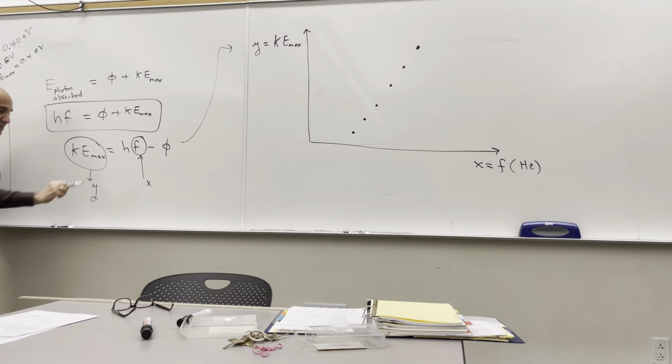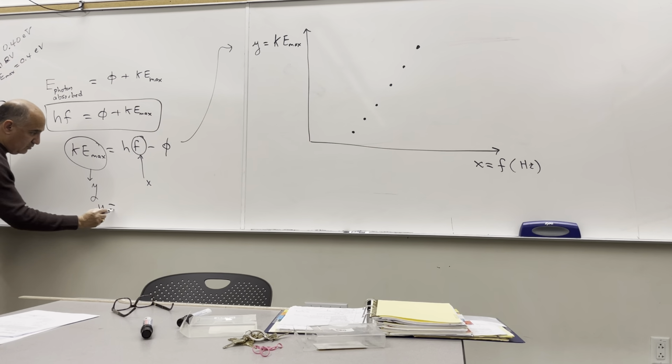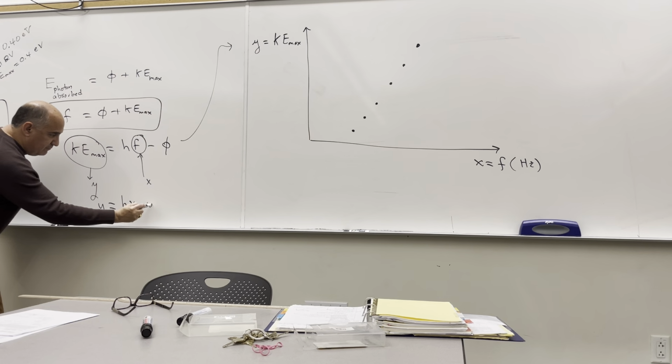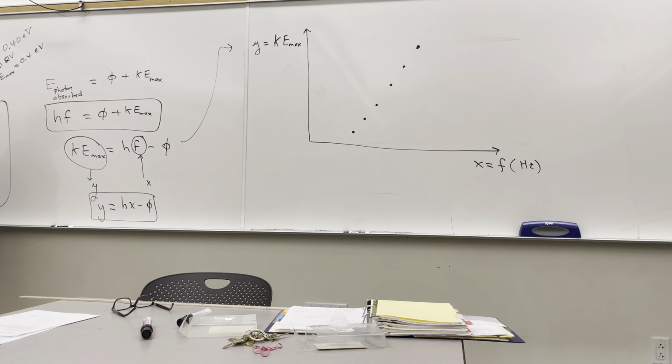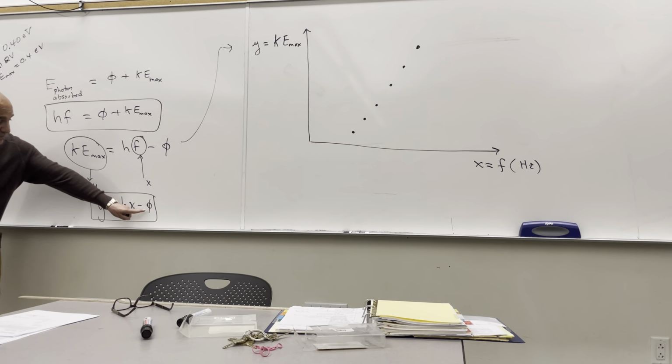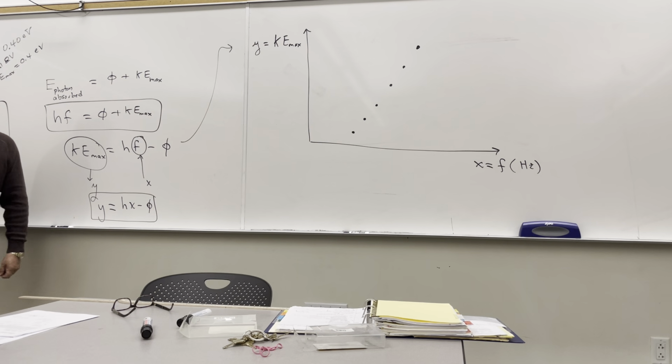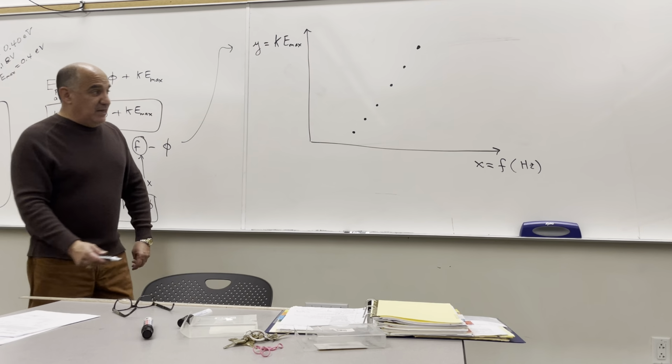And if I write this as a mathematical equation, what I have is y equals h f minus phi. And this is an equation of a line. With what slope? Planck's constant. And what about this? That's the work function.